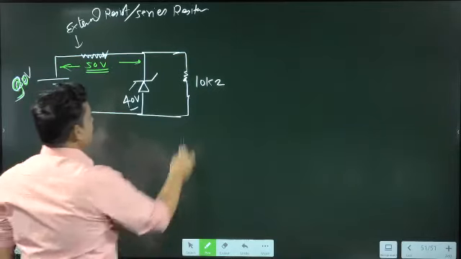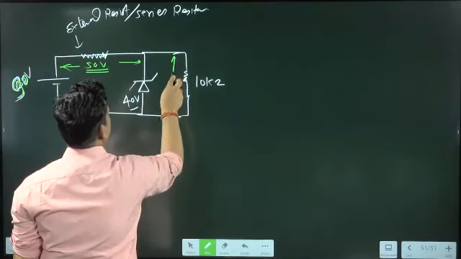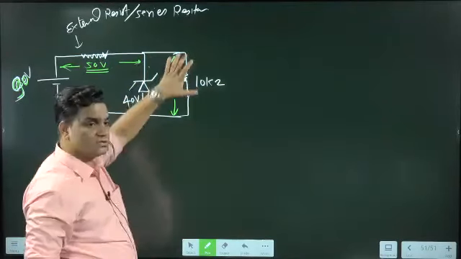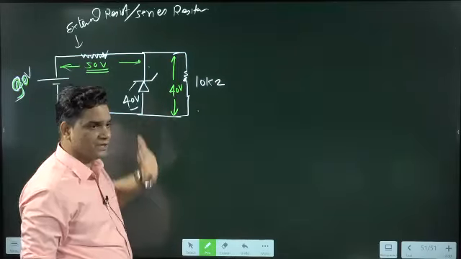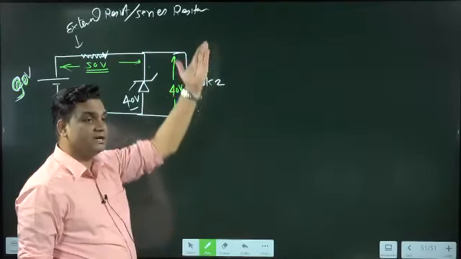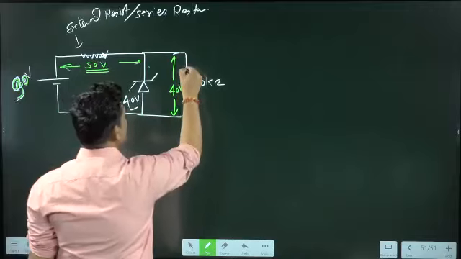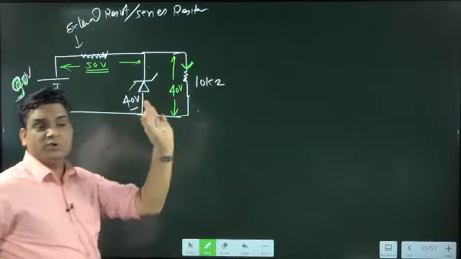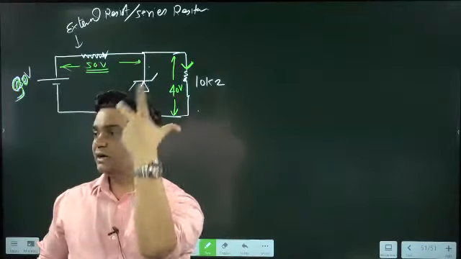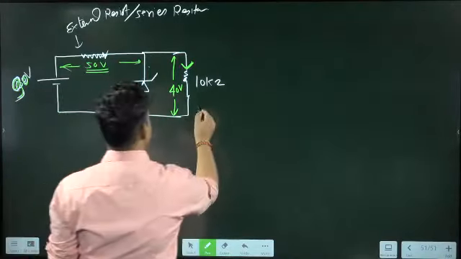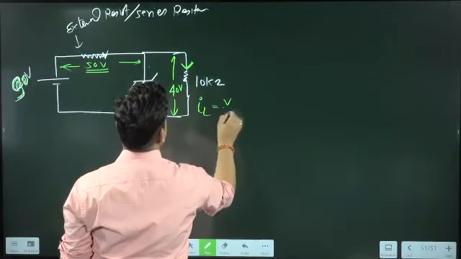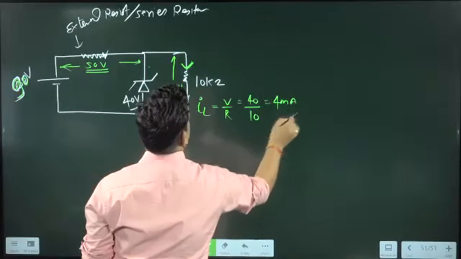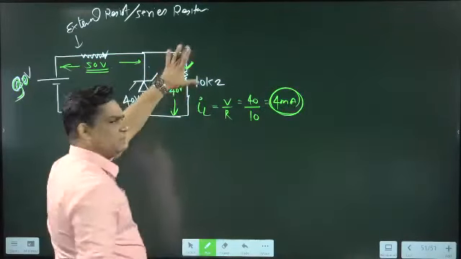Clear? Now this is the 40 volt, and across this all the time 40 volt will be there. If this is 40 volt, all the time across the load also you will have 40 volt. That's why it is connected in parallel, so that it always maintains 40 volt. So the load is going to have constant current all the time. IL will be equal to V by R, so 40 by 10, that is 4 milliampere. Always constant, and your device will not be damaged.